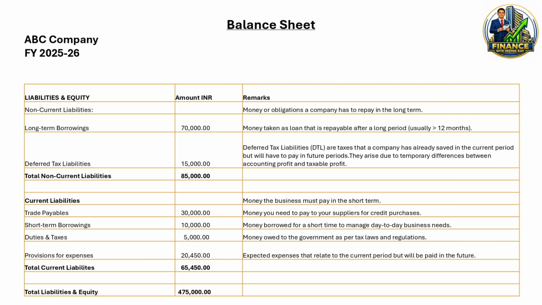So total non-current liability is 85,000 rupees. Under current liabilities, we have trade payables of 30,000 rupees, short-term borrowing of 10,000 rupees, duties and taxes of 5,000 rupees, provision for expenses of 20,450 rupees. So total current liability is 65,450 rupees. So total liability and equity is 4,75,000 rupees.